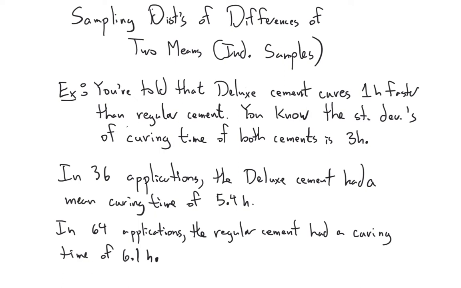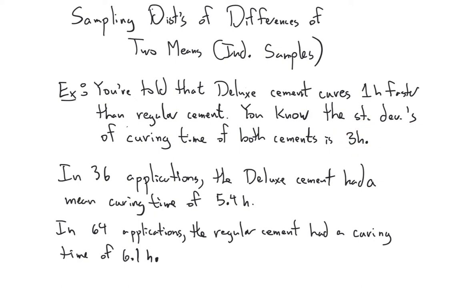So here's an example of a situation that I'm talking about. Let's say we're worried about the curing times of cement. And there's two types of cement. There's deluxe cement and regular cement. And we're told that deluxe cement cures an hour faster than regular cement. And we're also given that the curing time of both cements has a standard deviation of 3 hours.